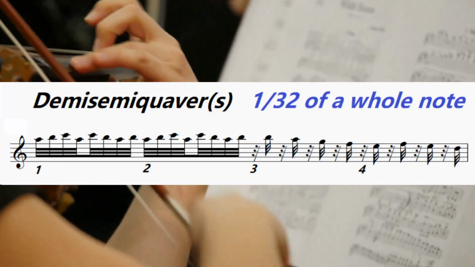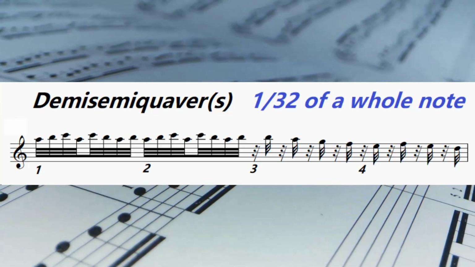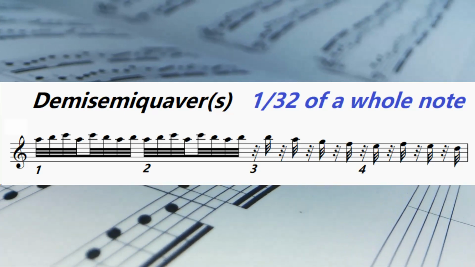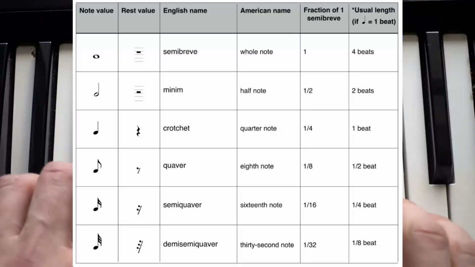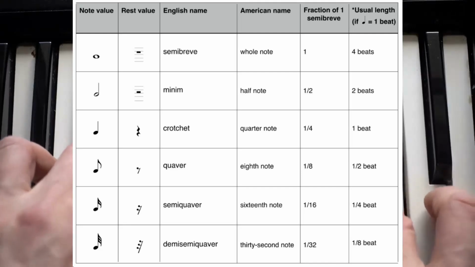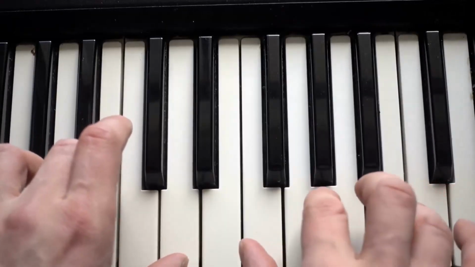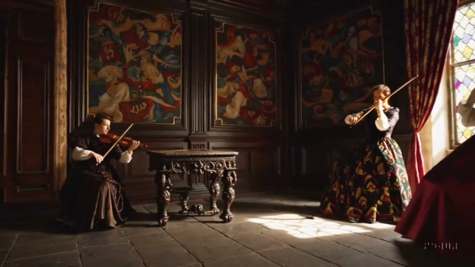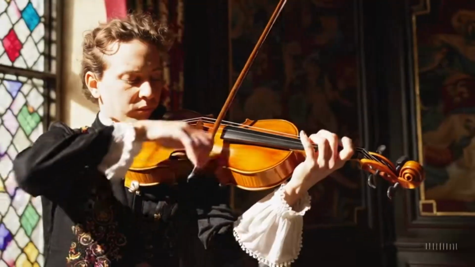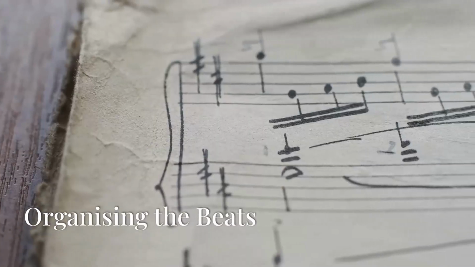The demi-semi-quaver, lasting for just an eighth of a beat, adds excitement and speed to musical passages, like a burst of flavor. Each of these note values has a corresponding rest, indicating silence for the same duration, essential for creating rhythm. Recognizing and understanding these building blocks is paramount for accurately interpreting and performing music, ensuring every piece is played as intended.